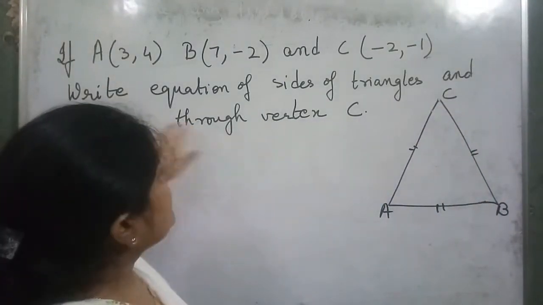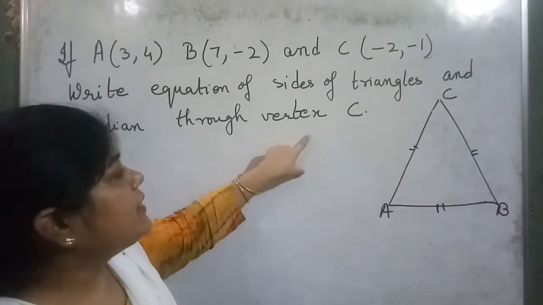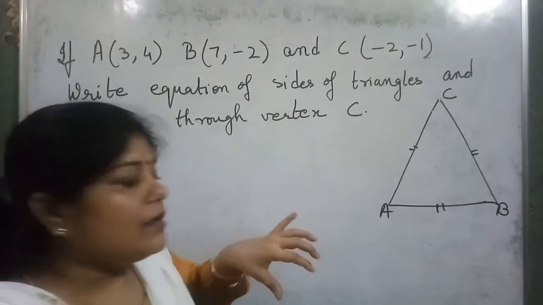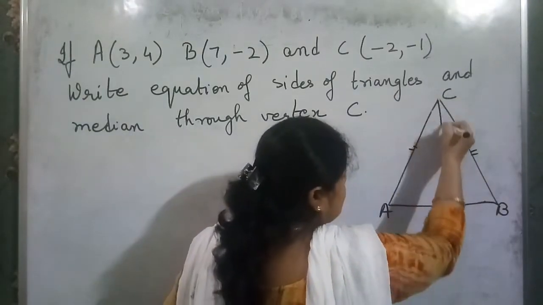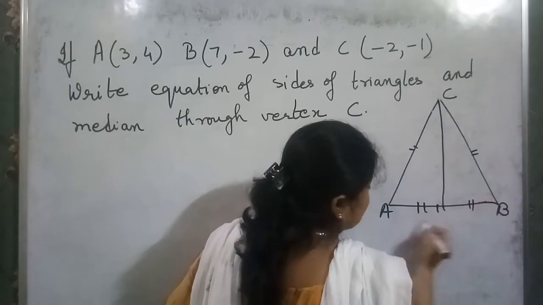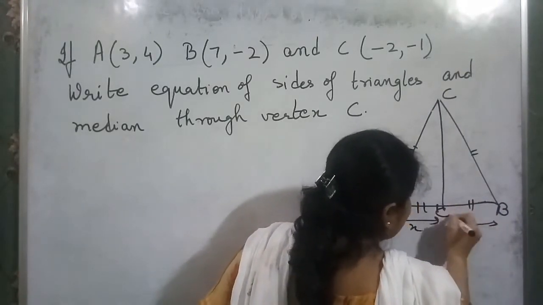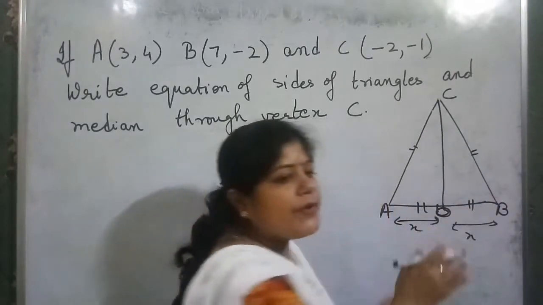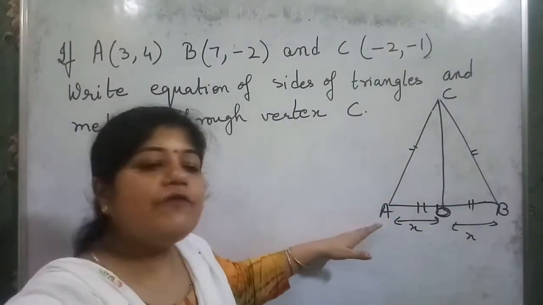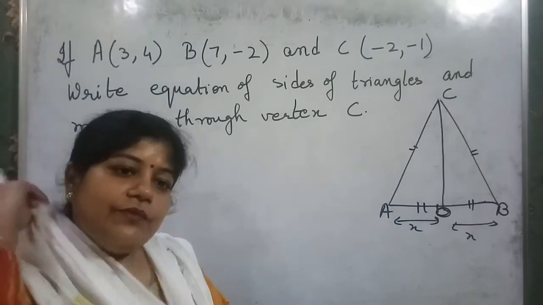Okay. Now we also have to find the equation of the median through the vertex. What is a median? A median is a line which bisects the opposite side into 2 equal parts. If it is x, then it is also x. So this point is the midpoint of A and B, and you know the formula for the midpoint is (x1 plus x2) by 2, as I told you earlier.